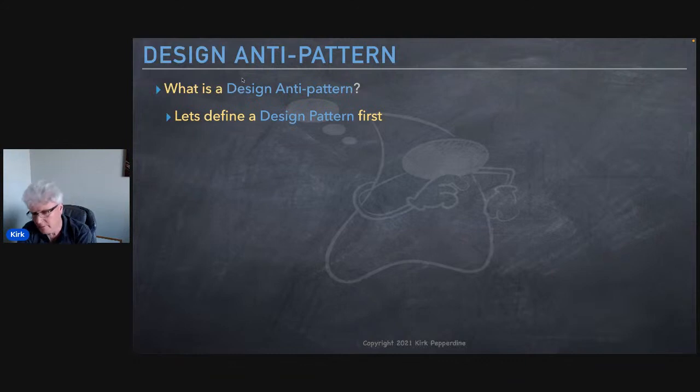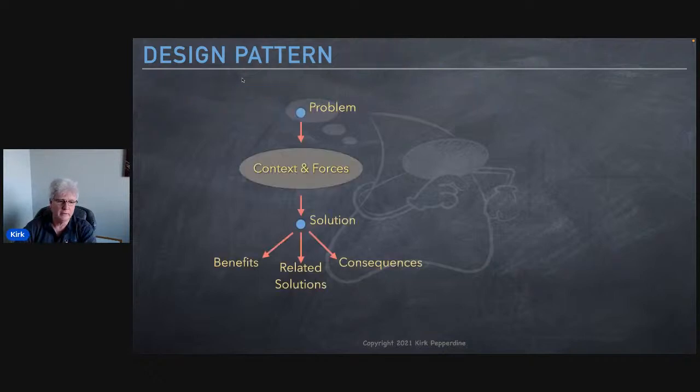Now, the first thing I want to talk about is anti-patterns. I think a lot of us are familiar with the lingo of design patterns and patterns in software development. But just as a quick review, I thought I would show a small diagram here to remind people exactly what it is we're talking about when we talk about a design pattern.